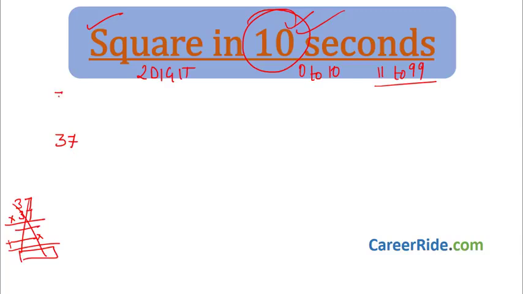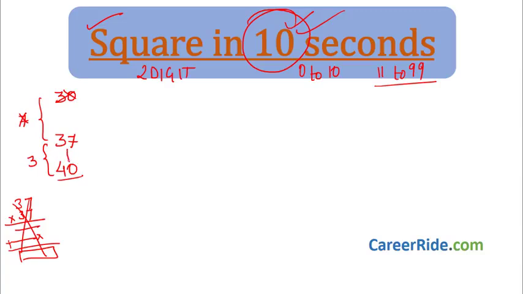Which is the nearest multiple of 10 to 37? 10 threes are 30 and 10 fours are 40. These two are near to 37. What is the difference between 37 and 30? 7. What is the difference between 37 and 40? 3. Which difference is less? 40 is nearest, because the difference is just 3. So discard 30. Consider 40, which is the nearest multiple of 10 to 37.